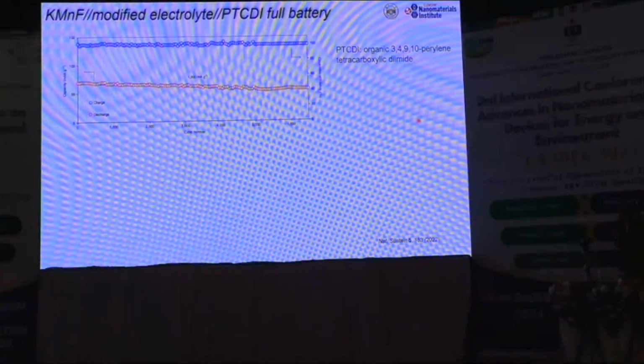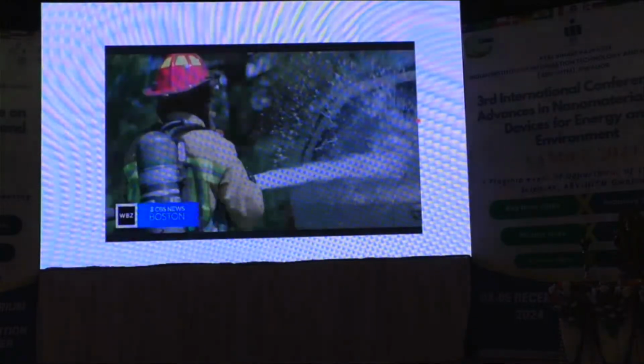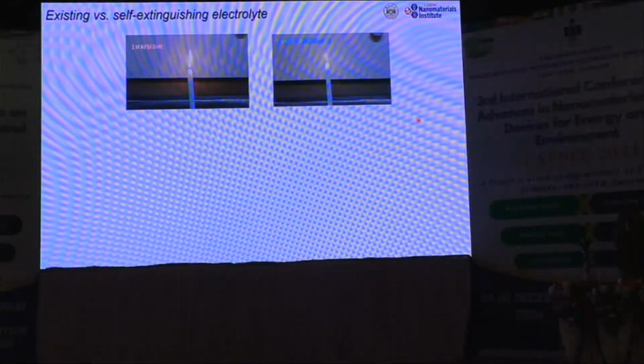Most of the time you have to think out of the box. This is the classic example: you don't work on the cage, you work on the electrolyte to fix the problem. Again, I'm going to skip these details, and I'll just show you two short videos and I'll end.